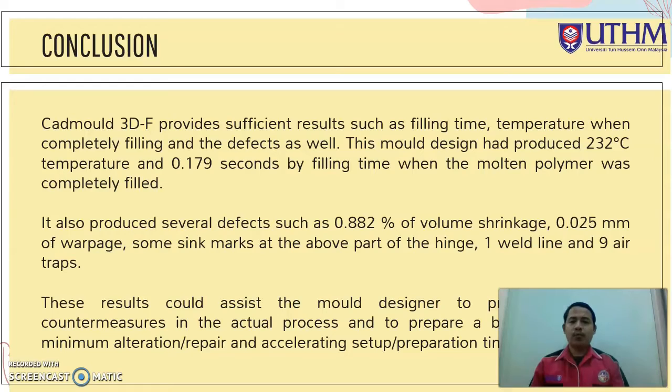0.025 mm of warpage, some sink marks on the above part of the hinge, one weld line and 9 air traps. This result could assist the mold designer to prepare necessary countermeasures in the actual process and to prepare a better mold with minimum alteration or repair, accelerating setup and preparation times.